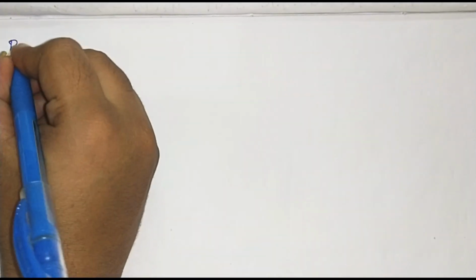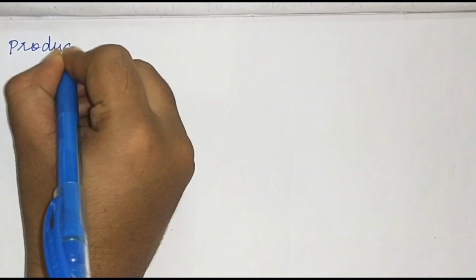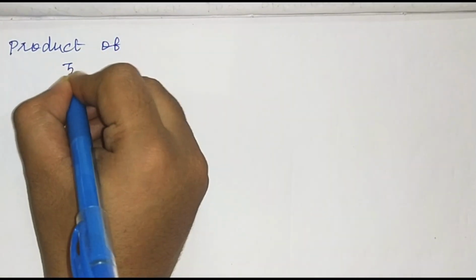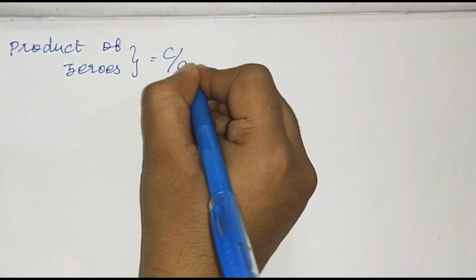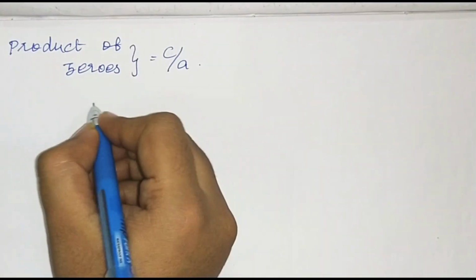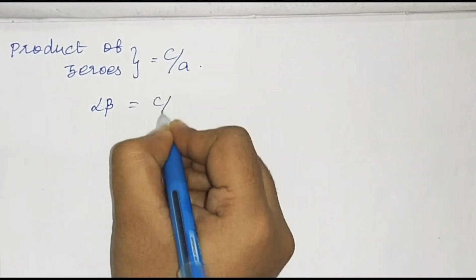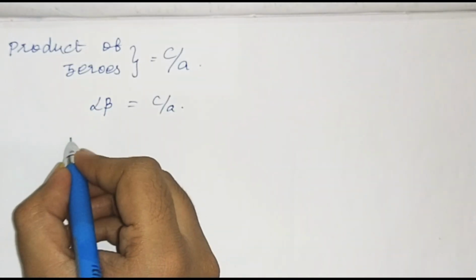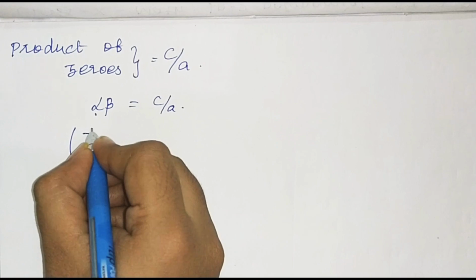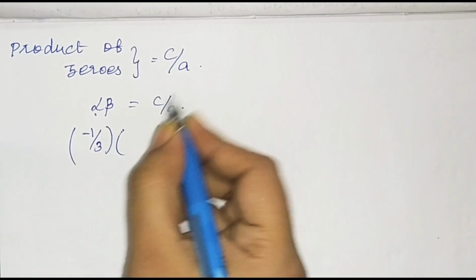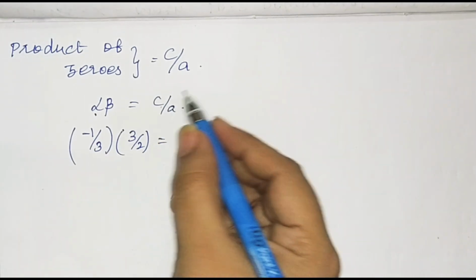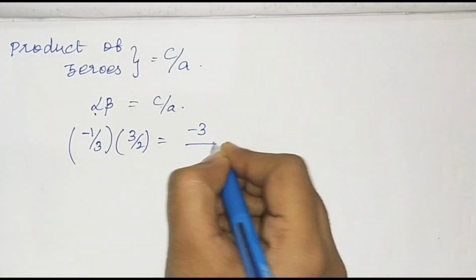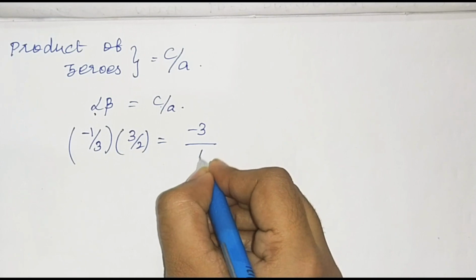Next we are going to verify the product of zeros. Now I am writing the product of zeros. What is the formula for the product of zeros? Do you remember? c by a. So alpha into beta equals c by a. Already you know that. Just recall, the alpha value we consider minus 1 by 3 and the beta value is 3 by 2. I am writing as it is. What c do we consider? The c value is minus 3 and the a value is 6.